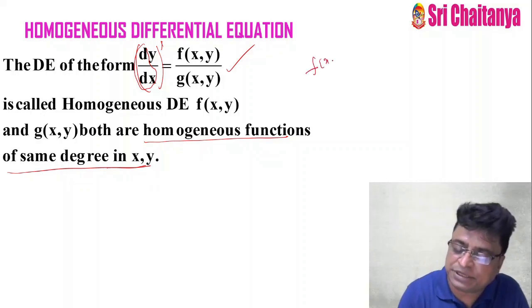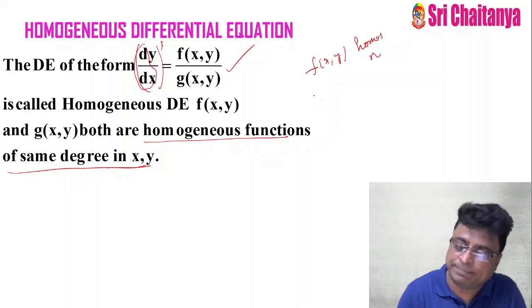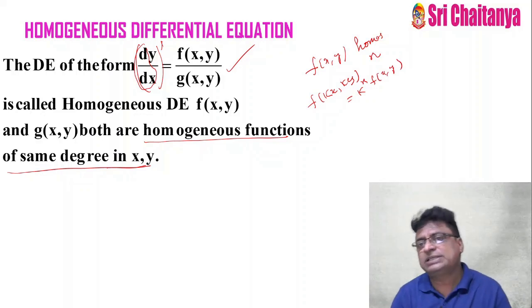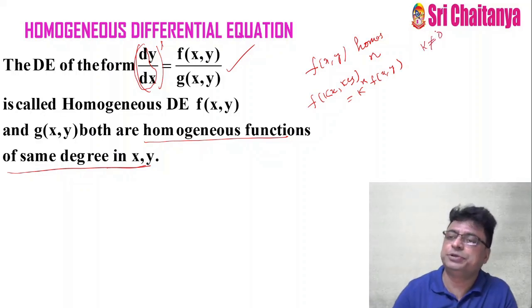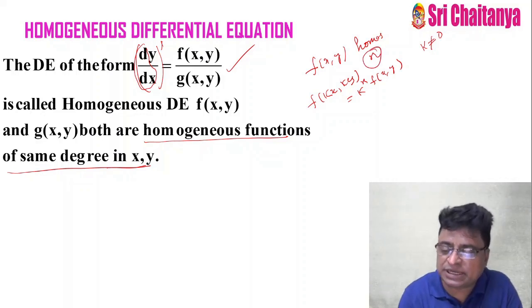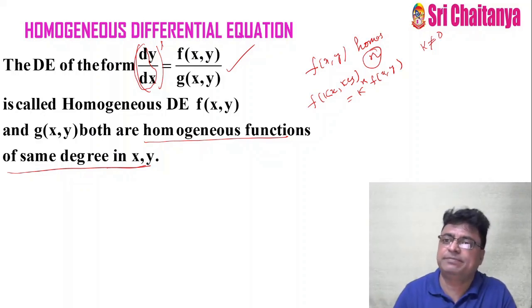Actually, here I am introducing: suppose a function f of x comma y is said to be homogeneous of degree n. Do one thing: f of kx comma ky equals k power n into f of x comma y. If any equation satisfies this condition, where k is a non-zero real number, you substitute it, and we can say that it is a homogeneous function of degree n. If I substitute x with kx and y with ky, both in numerator and denominator, they should get the same degree, thereby k will get cancelled. So you will get the safest homogeneous differential equation. This is one of the definitions for checking whether the given equation is homogeneous or not.